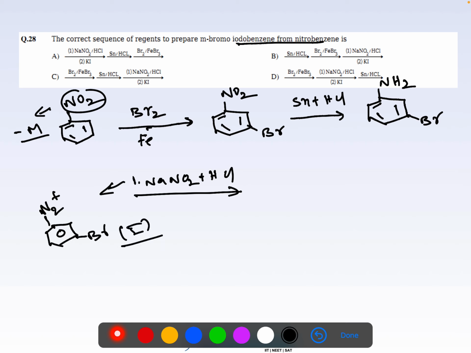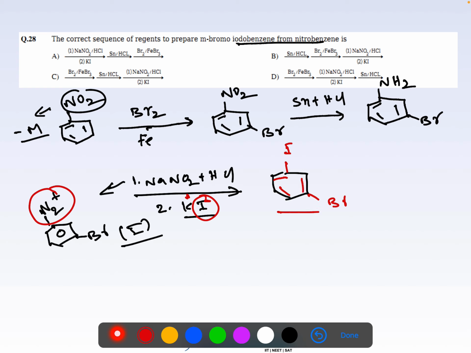And without isolation, if potassium iodide is added to the reaction mixture, the N2+ will be replaced by I minus, K+ I minus. So you will finally get the final product. So the correct option for this is A.